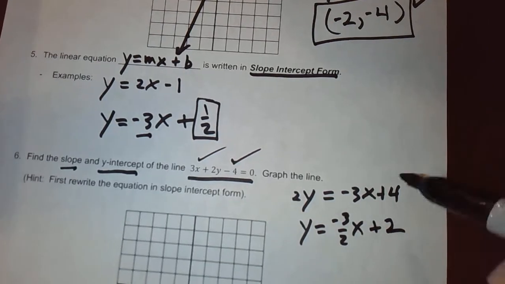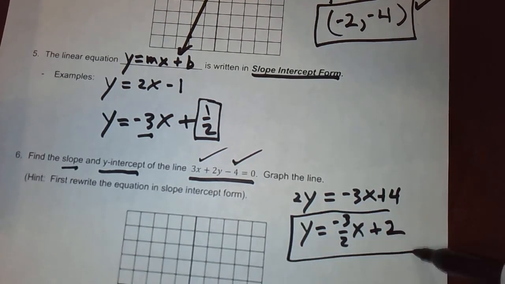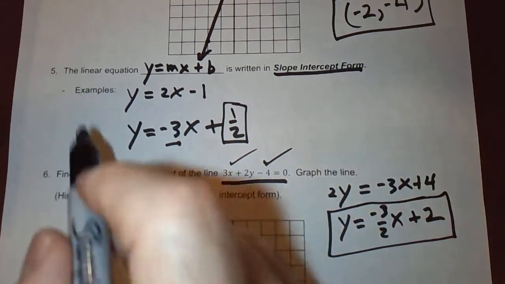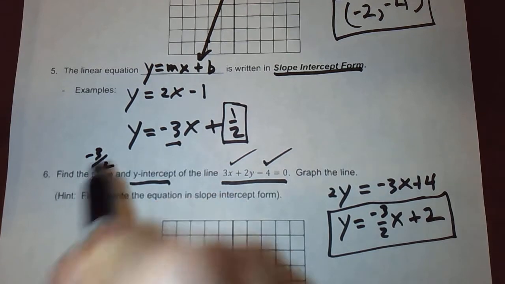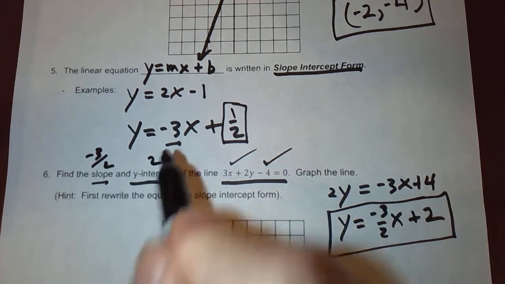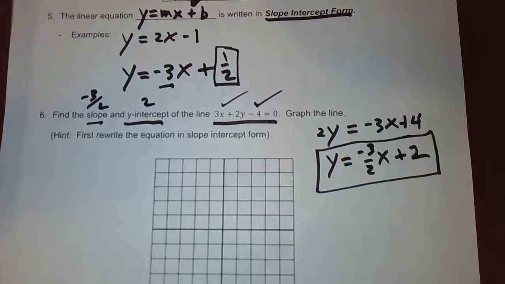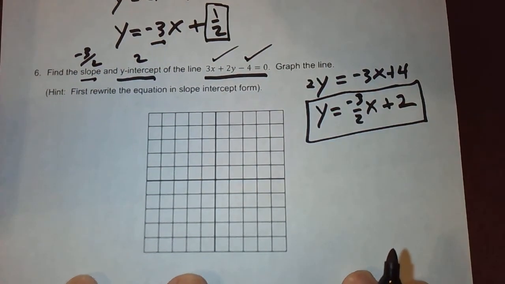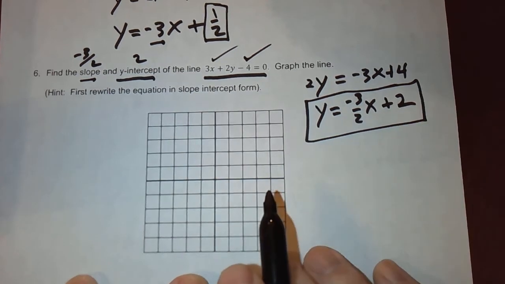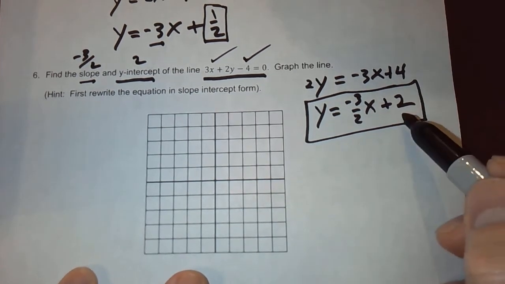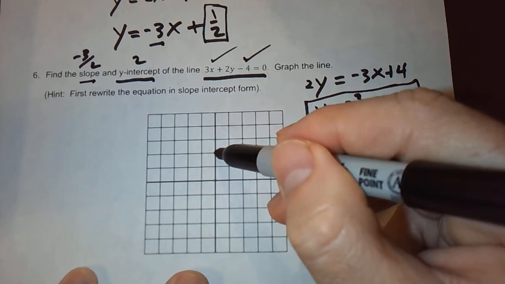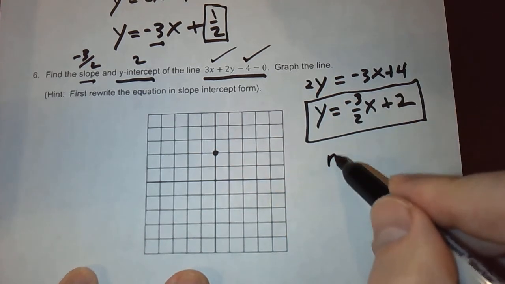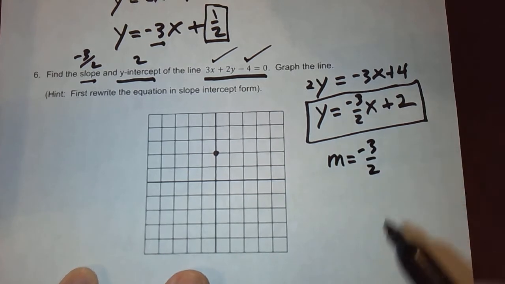So this is the same line, just written in a different form. And now we can easily answer this question. The slope is -3/2, and the y-intercept is 2. And that's another way we can graph a line, with two numbers: the slope and the y-intercept. Well, the y-intercept is +2, so from the origin you just go up 2, that's 1 point. And then the slope, m, is -3/2.